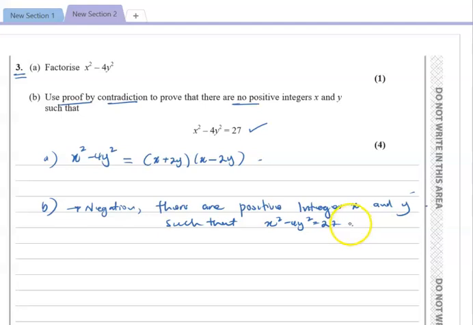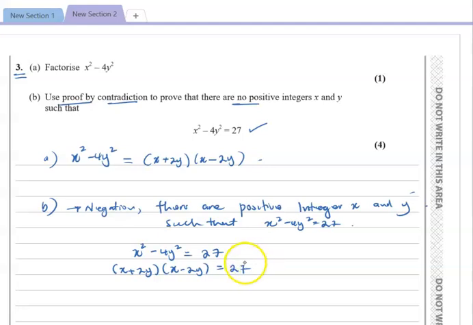So we need to prove the negation is wrong. If we can prove the negation is wrong, that means it contradicts the first statement that you're trying to prove. What you're saying here is that there are existing numbers, which means x squared minus 4y squared is equal to 27. We can factorize this to get x plus 2y and x minus 2y is equal to 27.